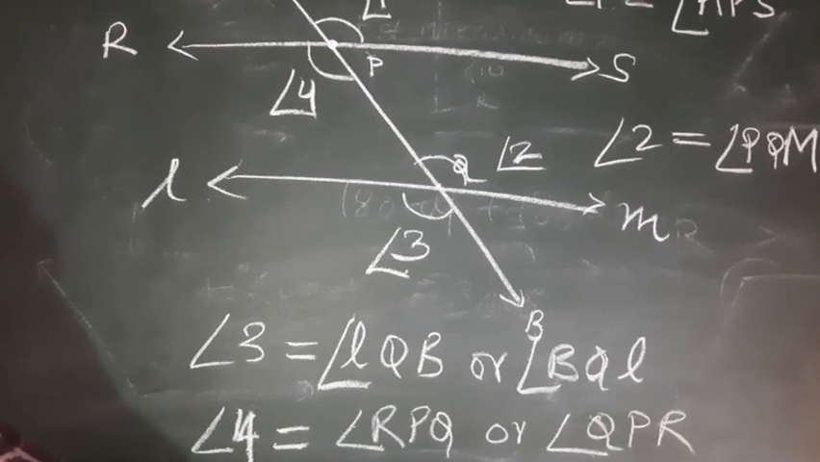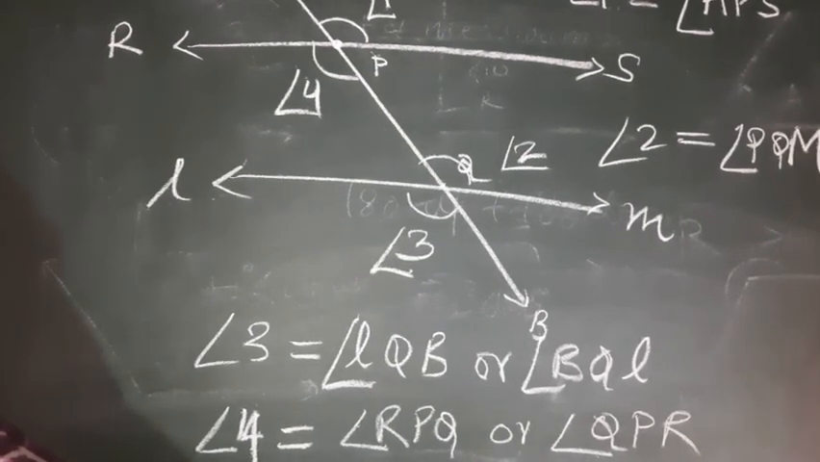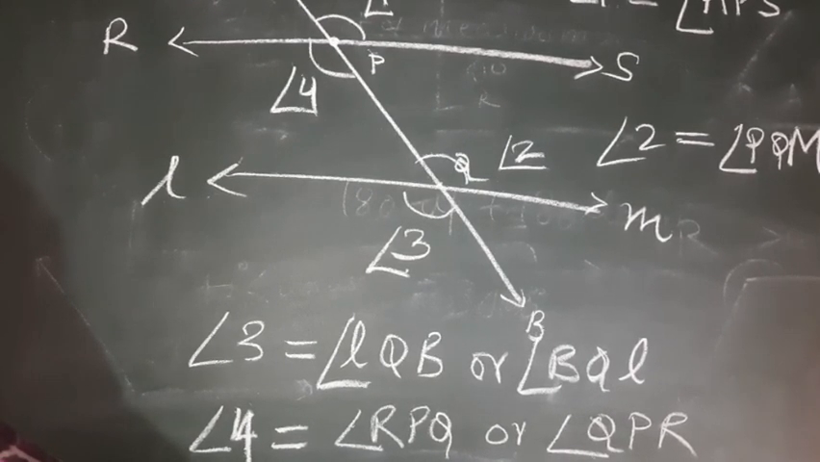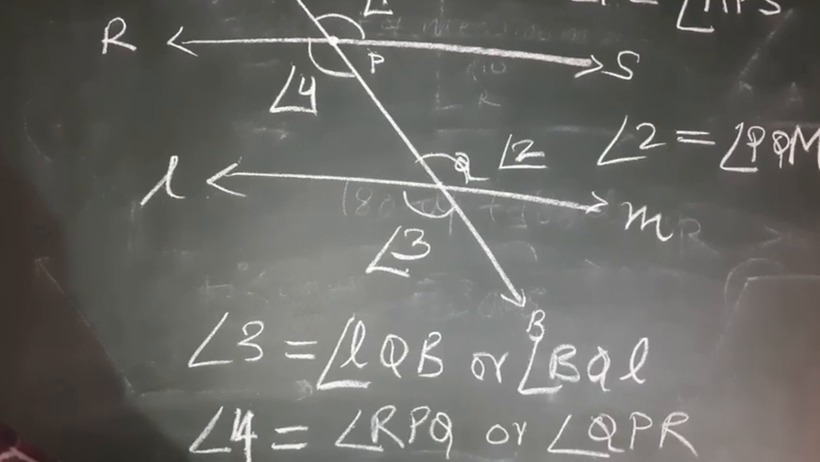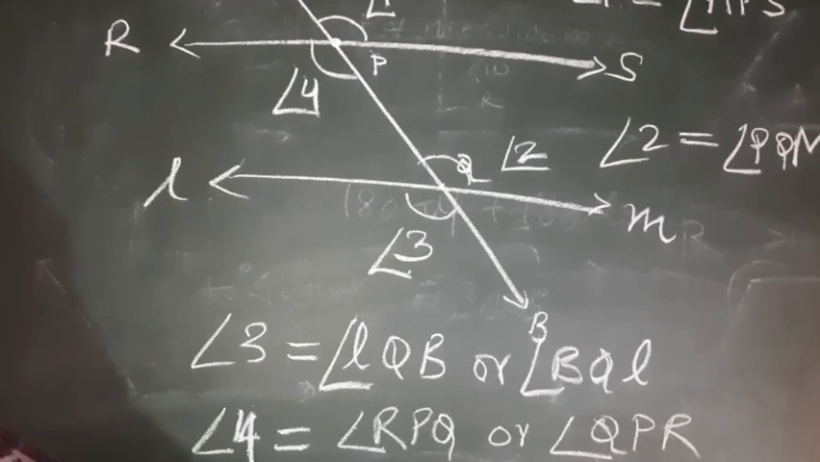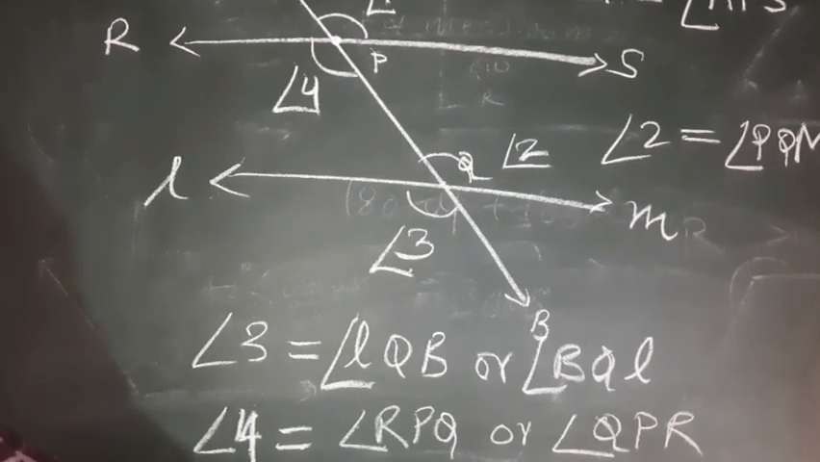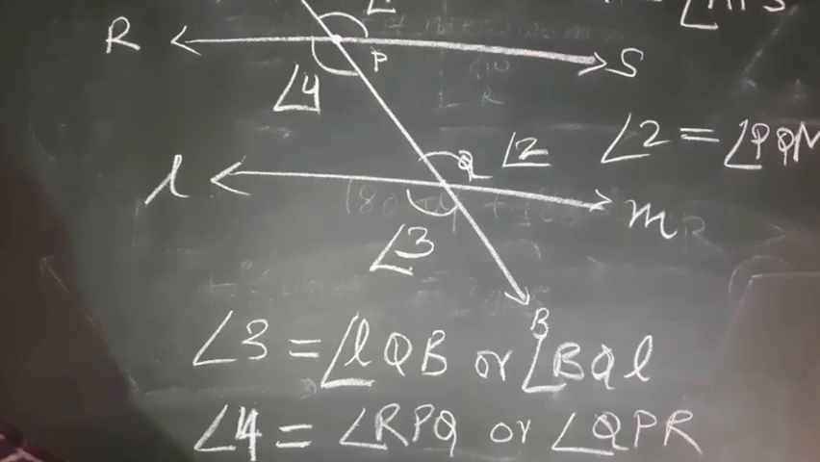So students, can you see the names of the angles? Angle 4 is angle RPQ or angle QPR, both are correct. Angle 3 is angle LQB or angle BQL, both are correct. Q was in the middle in angle 3, and in angle 4 P was in the middle. So in the same way we will name the other angles also. So please pay attention, students.